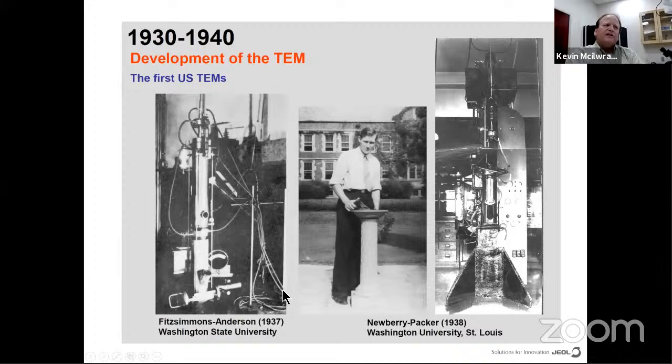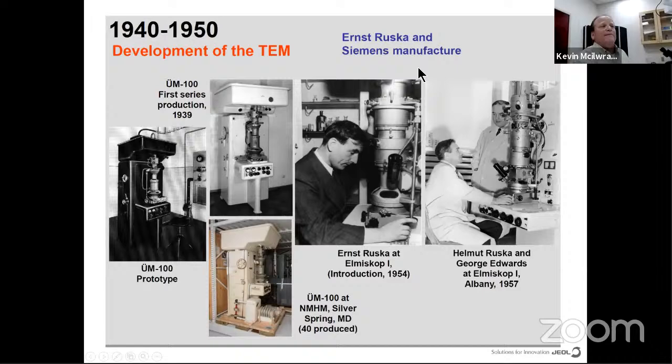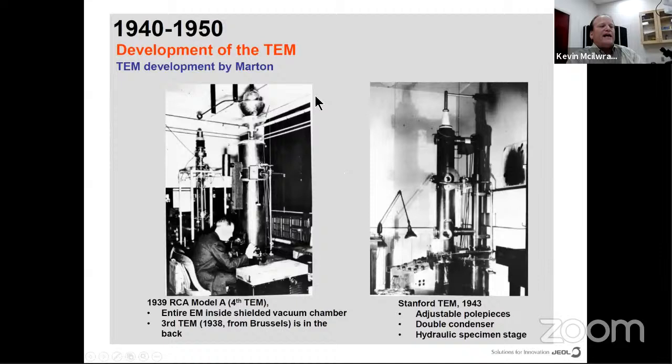So the first US TEMs that were built, and these are all custom things. So there's Washington State University built one, Newberry Packer at Washington University, WashU in St. Louis. And then we look at Ruska moved to Siemens after building things. And it's funny because this program here used to have one of these microscopes actually. So I used one of these when I was in college. And Siemens, of course, is in Germany, but here's the RCA model, Stanford. And the RCA model was kind of interesting because in this early model the whole column was actually inside a vacuum, instead of just the inside of the column being under vacuum, the whole microscope.